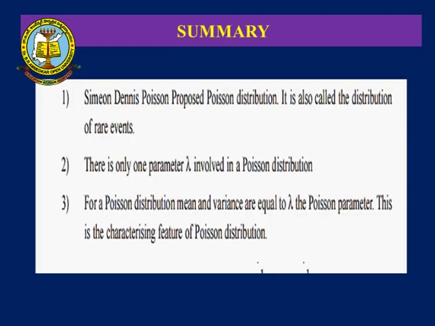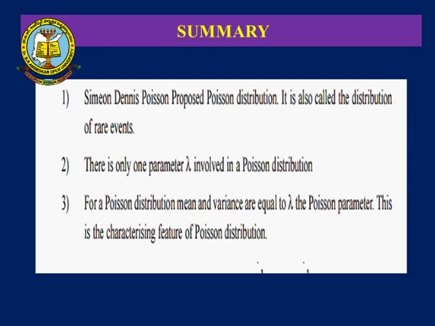Now, we can conclude our session. The summary of today's lesson: who introduced the Poisson distribution? As you know, Simeon Denis Poisson proposed the Poisson distribution. It is also called the distribution of rare events. There is only one parameter involved in this distribution. Every distribution has one, two or more parameters, but especially in this distribution we have only one parameter, that is lambda.